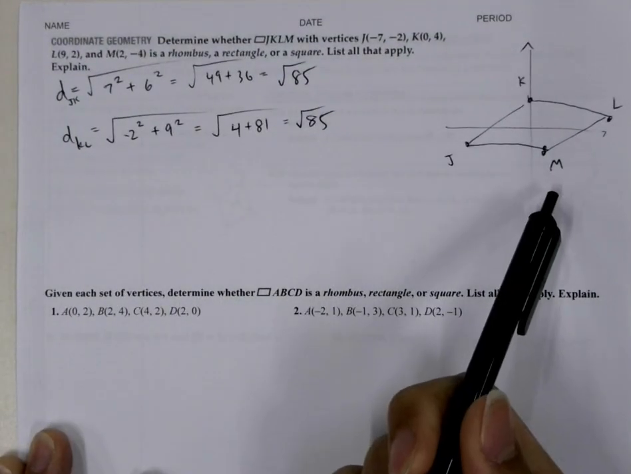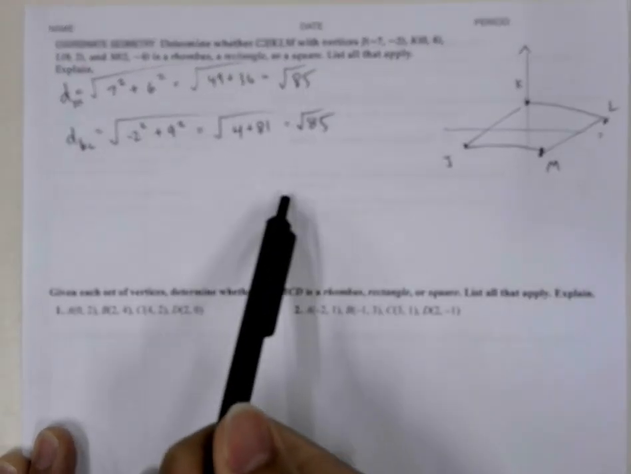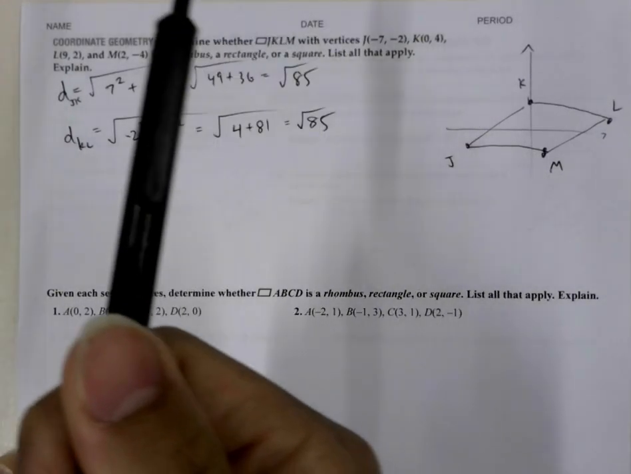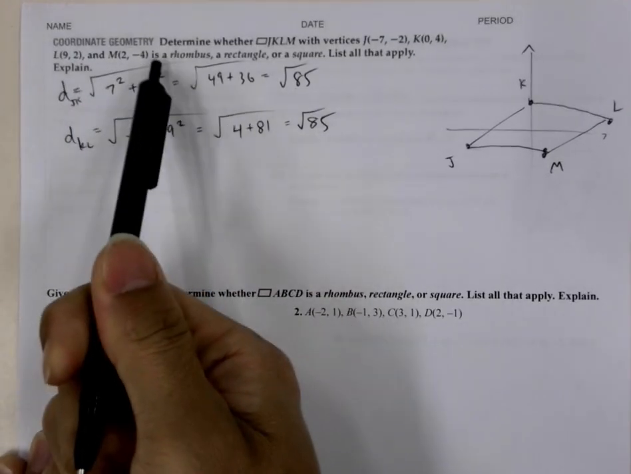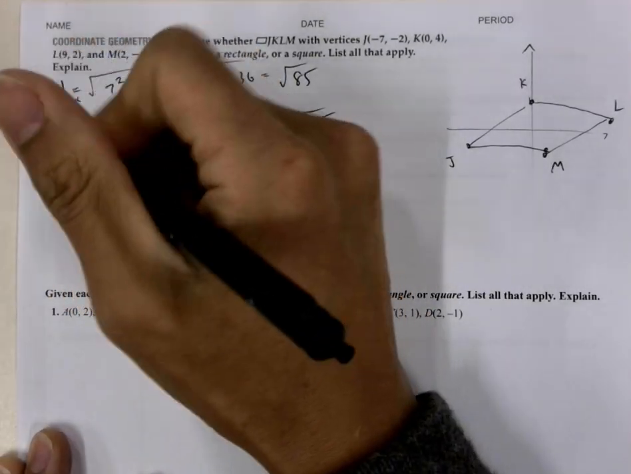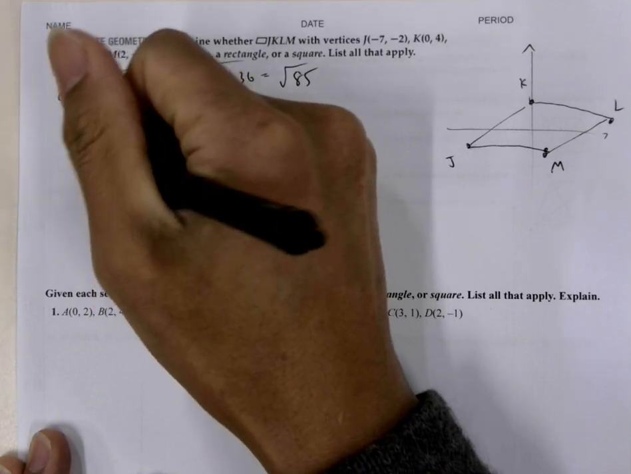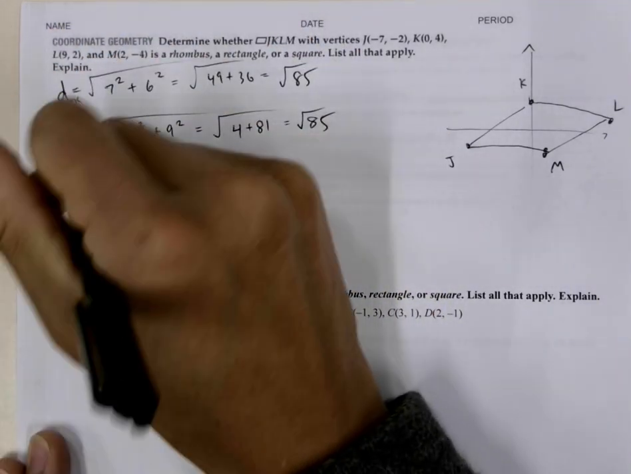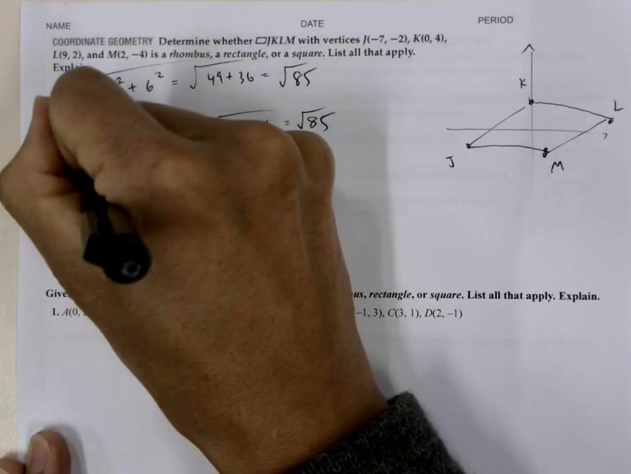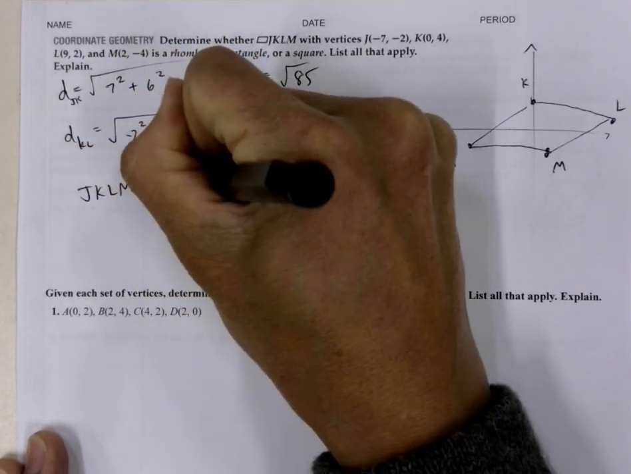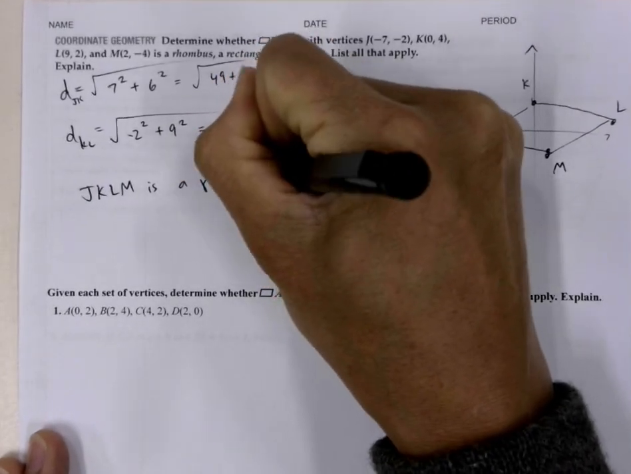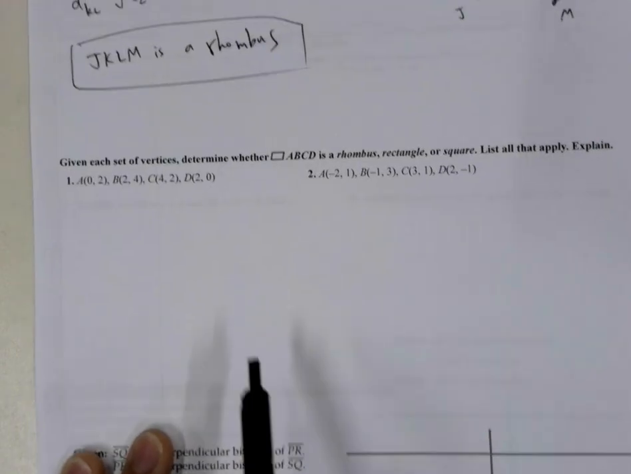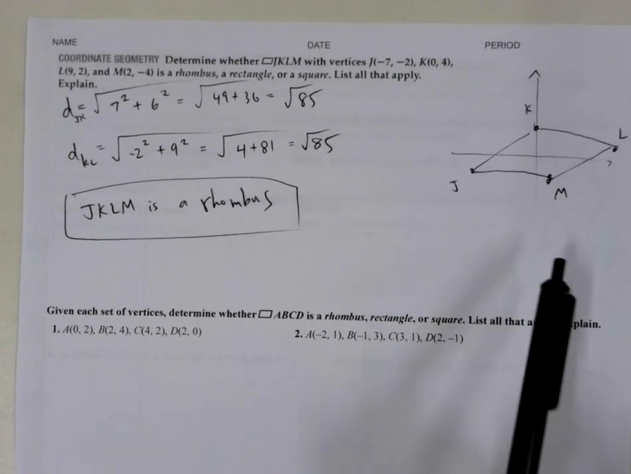Because of this, we can definitely say that since JK is congruent to KL, the parallelogram is a rhombus. So we could say JKLM is a rhombus. And so these problems here, 1 and 2, are going to be solved that way.